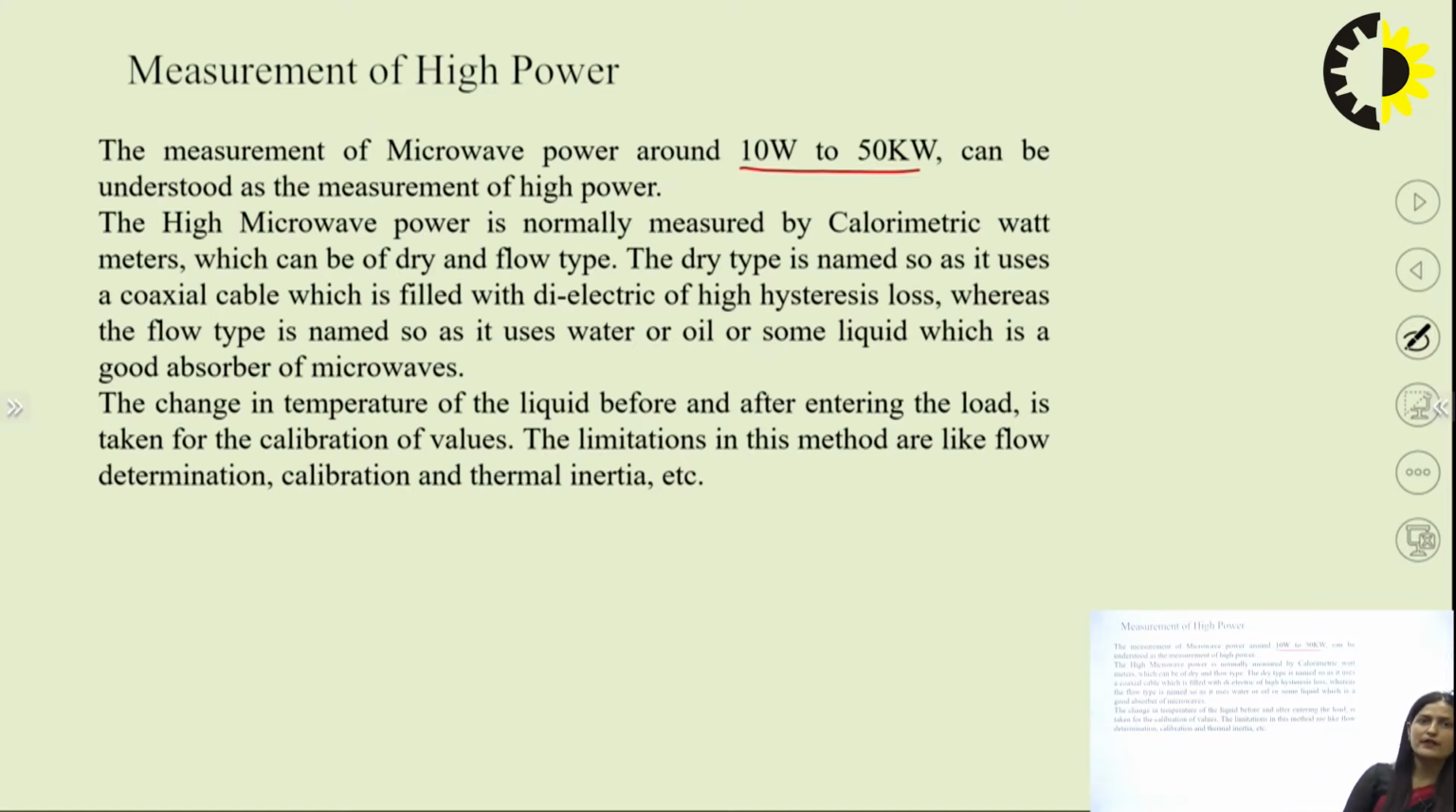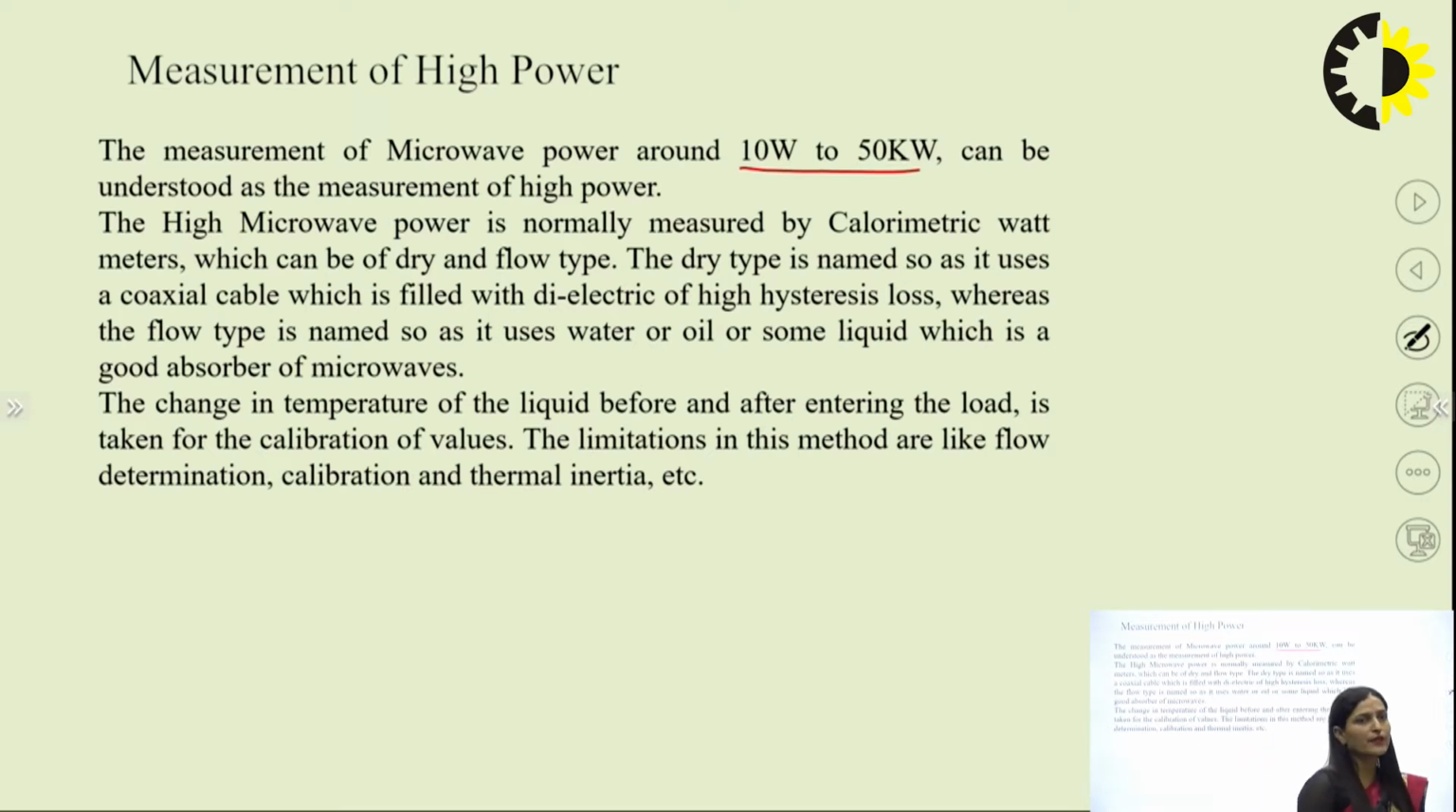The dry type is named so as it uses a coaxial cable which is filled with a dielectric of high hysteresis losses, whereas the flow type is named so as it uses water or oil or some liquid which is a good absorber of microwave signal. When the microwave signal is given, then because of the heating effect on your oil, any liquid or water, it will heat up, and the temperature of the fluid will increase.